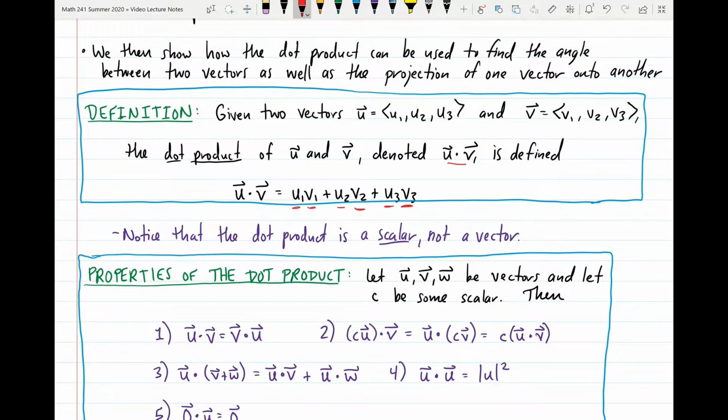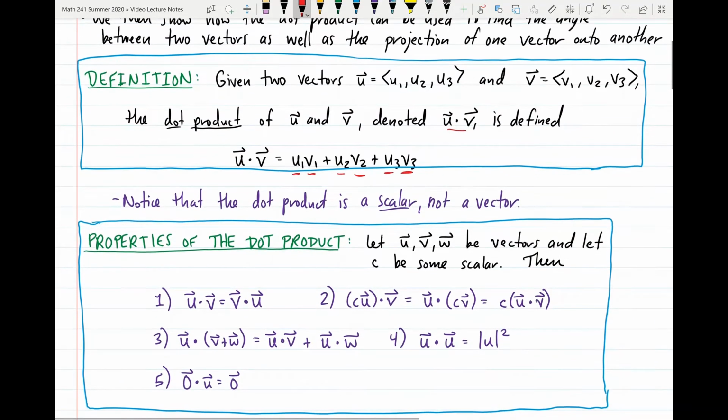And we should notice right away that when we take the dot product of 2 vectors, the output is a scalar. It is just a number, it is not a vector. To see why, go up here and look at the right side of this equation here. Notice that all of the variables that appear in this equation are just real numbers that we're multiplying and adding together.